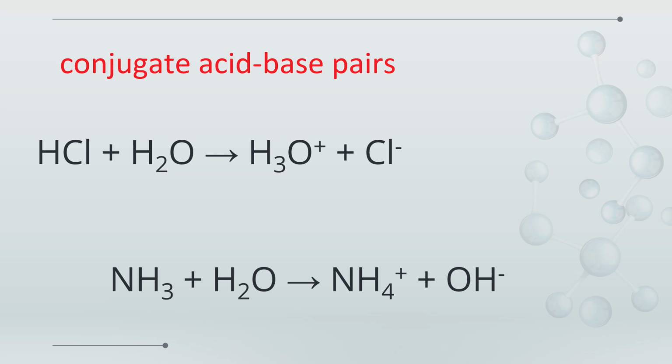Remember that our conjugate acid-base pairs are these pairs of acids and bases where the acid has one hydrogen more than the base, but otherwise they look the same. Hydrogen chloride and chloride are an acid-base pair. This guy has one hydrogen more, that makes it the acid. This one has one hydrogen fewer, that makes it the base. Otherwise they look the same.